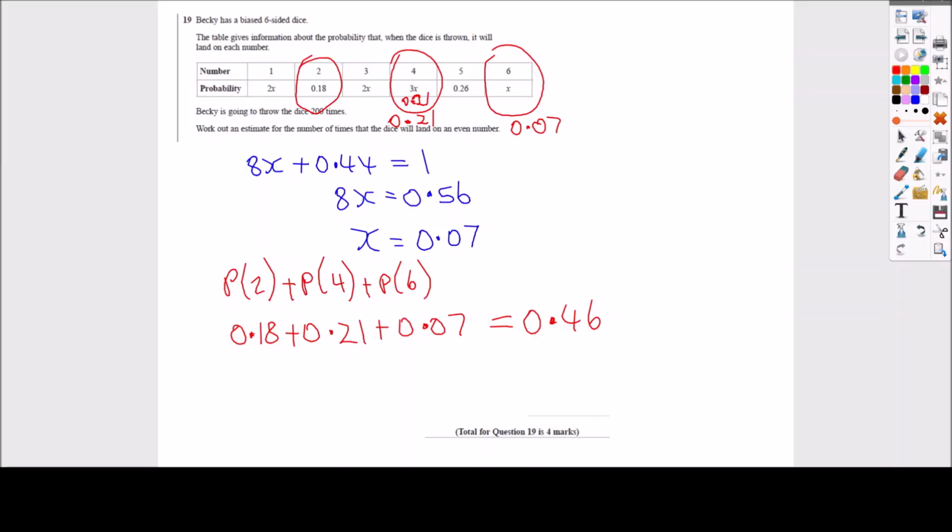Now that's not actually what the question is asking us for. We're working out an estimate for the number of times the dice will land on an even number if Becky throws it 200 times. So you take your 200 times and you multiply this by 0.46 to get your final answer. So 0.46 times 200 equals 92. So 92 times.